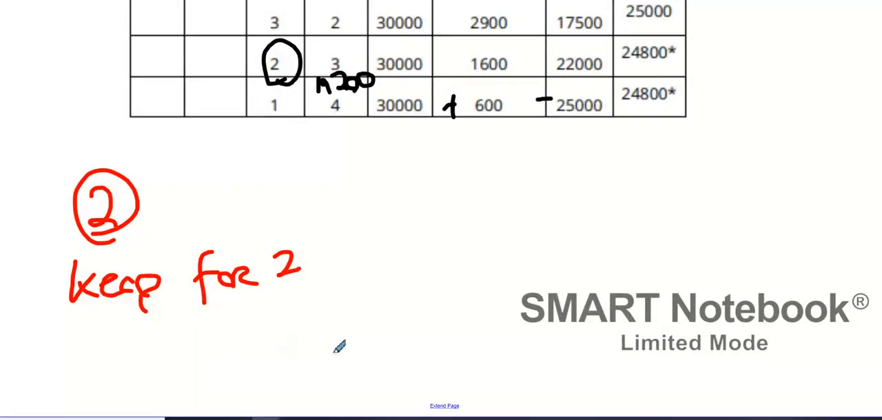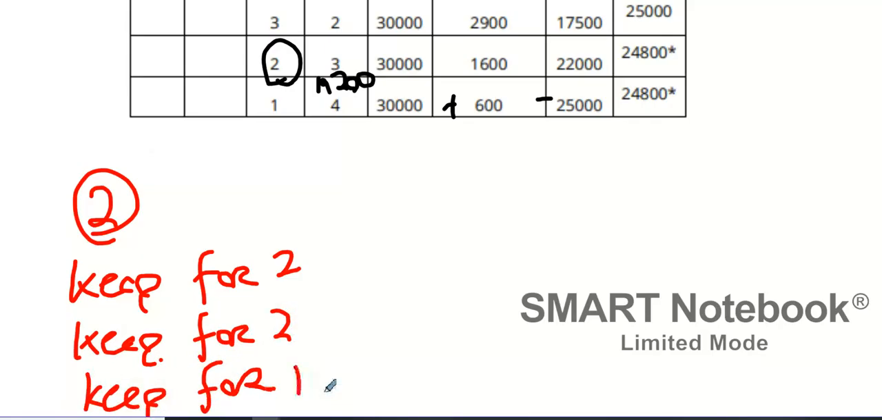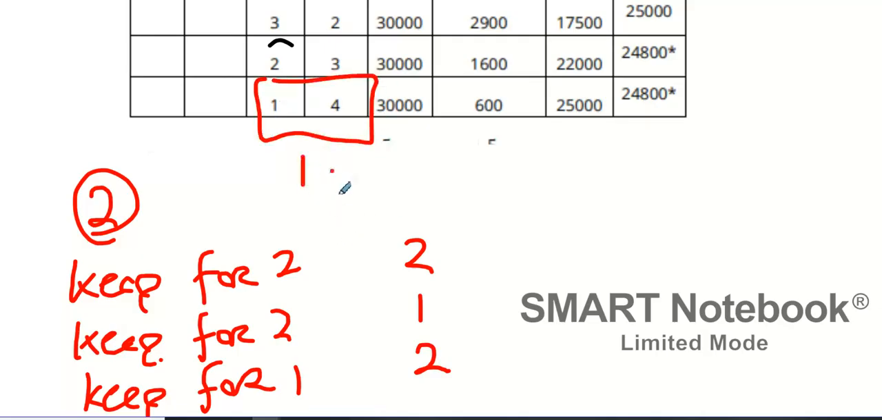So you keep for 2 twice. Keep for 2, keep for 2, and then keep for 1. You can do 2-2-1 or you can do 2-1-2. You can do either combo, can't you? Can you also do 1-2-2? Oh, 1-4. We can also do 1-4. See the combination 1-4, which is actually 1-2-2. Any combination of 2-1-2 will get you the answer.